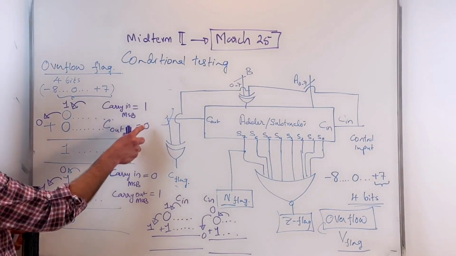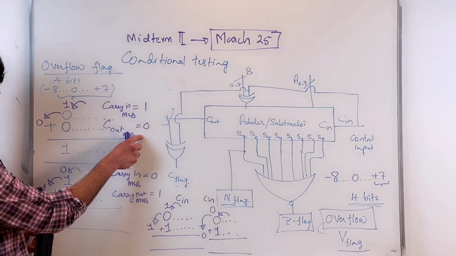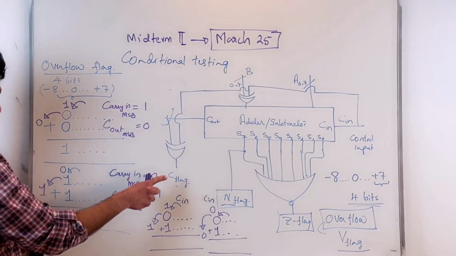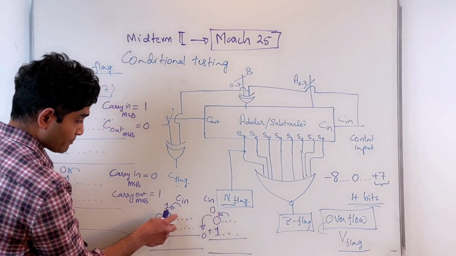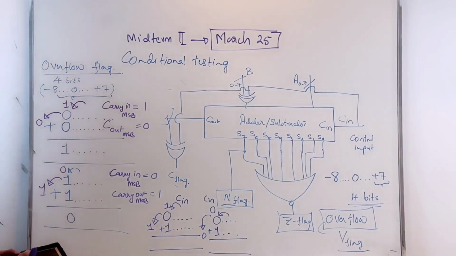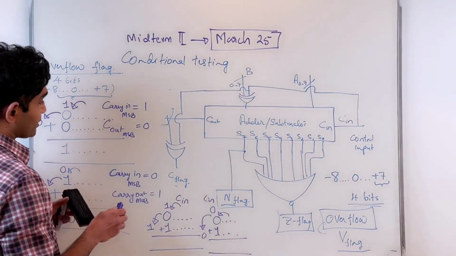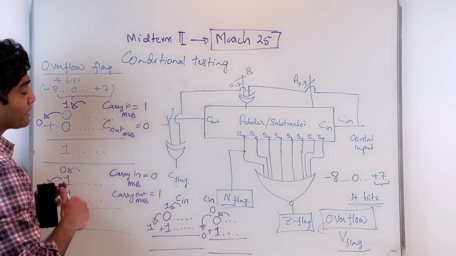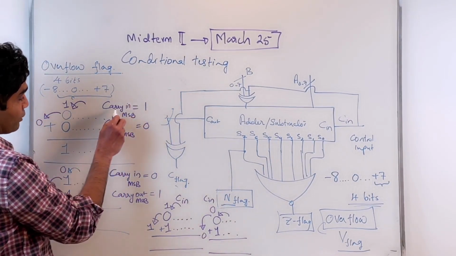If my carry in and carry out are different, then I have an overflow. If my carry in and carry out are the same, I don't have an overflow. And Garrett, I just saw the text message, and indeed it's correct. So I can use an XOR gate. An XOR gate between what and what?